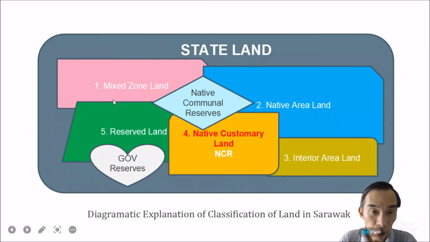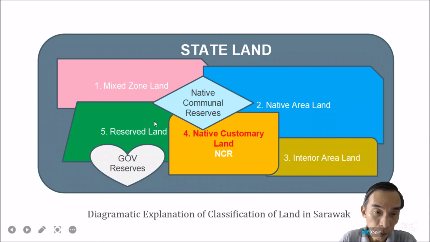Then the part where the native area land or the interior area land becomes more modern, very near to towns, then the government, upon application by alienation, may reclassify them as mixed zone land. So the mixed zone land will be overlapping with the native area land and interior area land. These are all under the state authority.